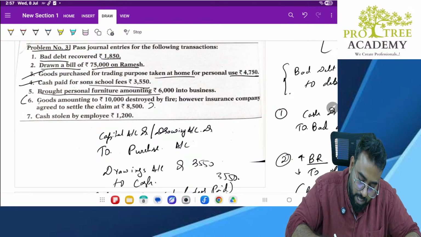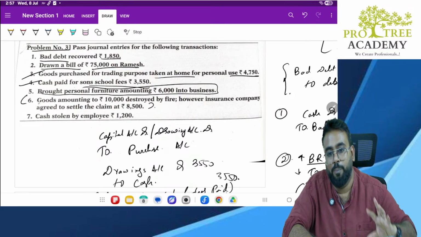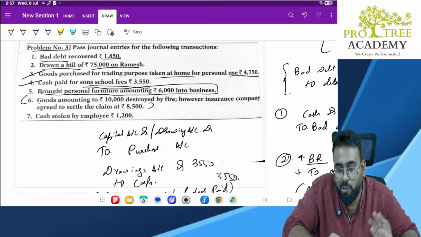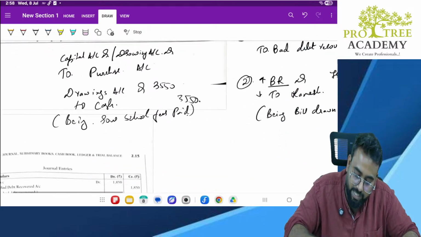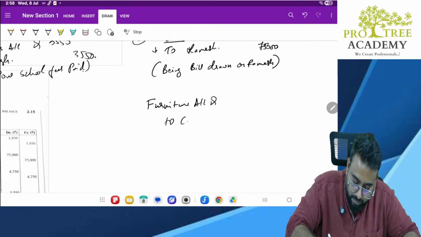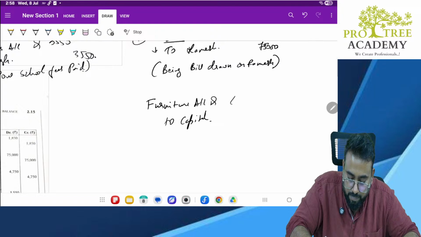Bought personal furniture amounting to 6,000 into business. I already explained to you. If you bring cash to the business, what is the entry? Cash account debit to capital account. If you bring bank, what is the entry? Bank account debit to capital account. I am bringing furniture. What is the entry? Furniture, capital. So what is the entry? Furniture. Clear? Amount 6,000.